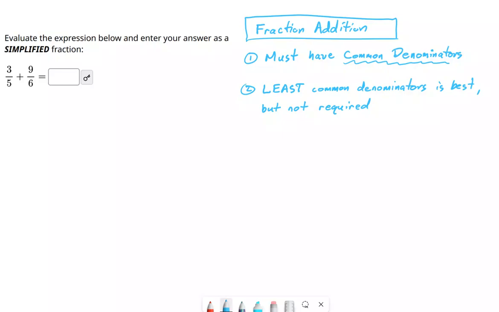Fraction addition and subtraction is one of those topics that's going to come up way more than you like, and you just have to be good at it. We're going to use it a ton throughout high school algebra and trigonometry.